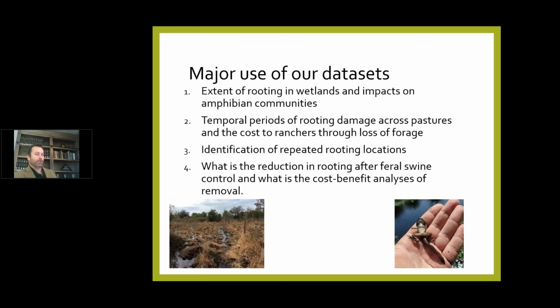You've seen rooting damages, temporal rooting damages. We're really interested in how it impacts amphibian communities because that's unknown. There's been one study, maybe two studies now, ever done. One of them was in North Australia, and then the other one, sort of indirect. And that was actually done in the Panhandle of Florida.